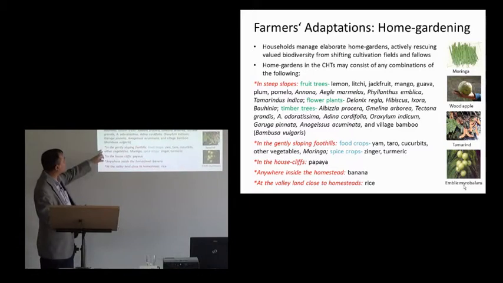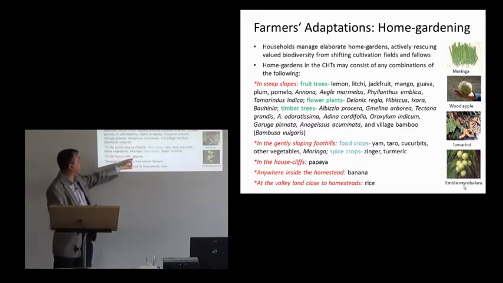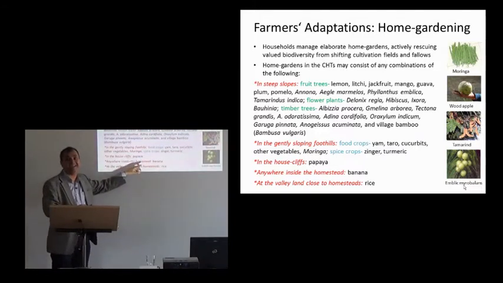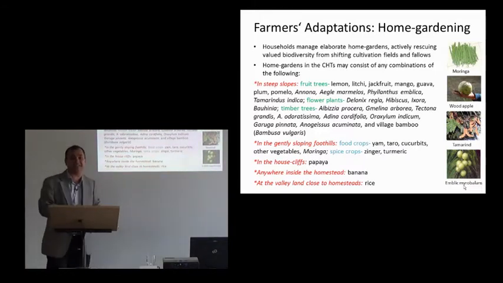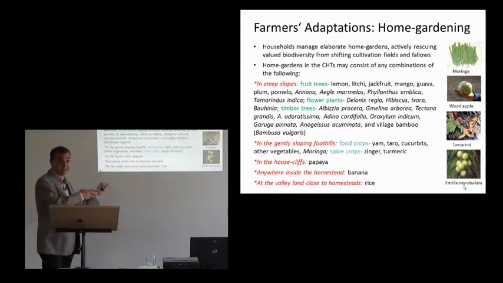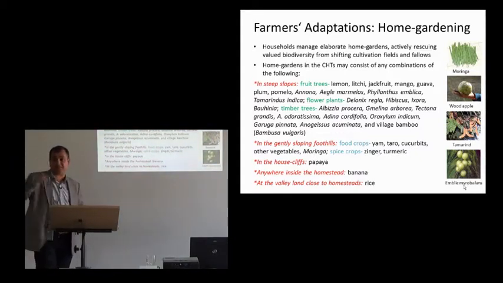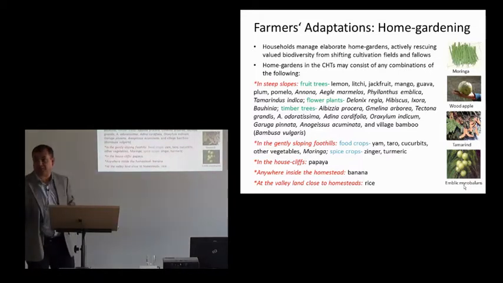So in steep slopes, gentle slopes, sloping foothills, there are house cliffs. Papaya is very good for house cliffs, because papaya cannot withstand stagnant water. Even rain water, if it remains there for a few hours, the papaya seedling will die. So what they do is they use the house cliffs for planting papaya, because there's no chance of water staying, so there is no crop failure.